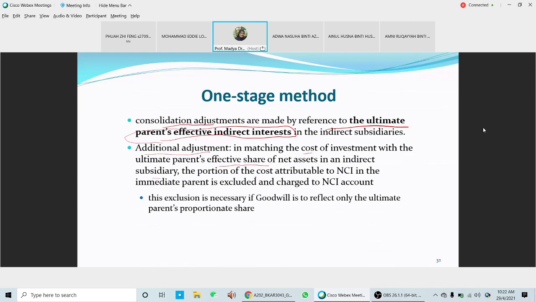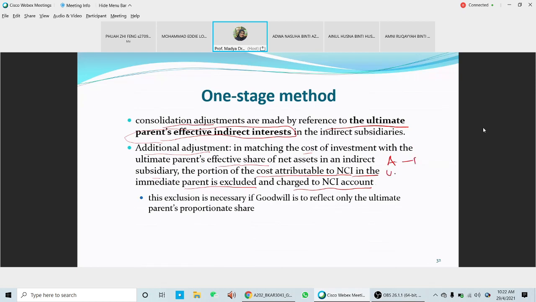Additional adjustment that we need to do here is in matching the cost of investment with the ultimate parent's effective share of net assets in an indirect subsidiary. The portion of cost attributable to the NCI in the immediate parent is going to be excluded and charged to the NCI account, a portion of cost attributable to NCI. So this one, let's say you are going to have one subsidiary.